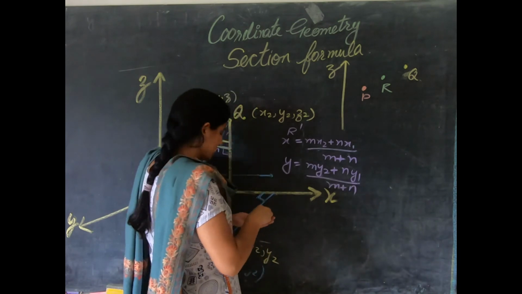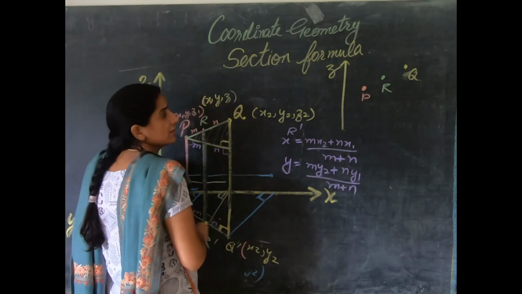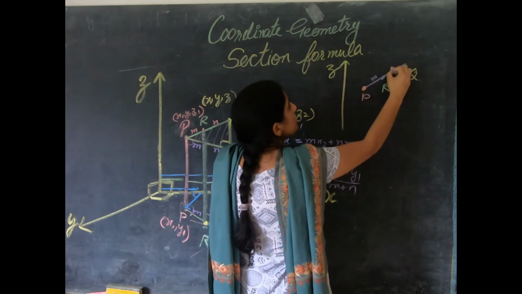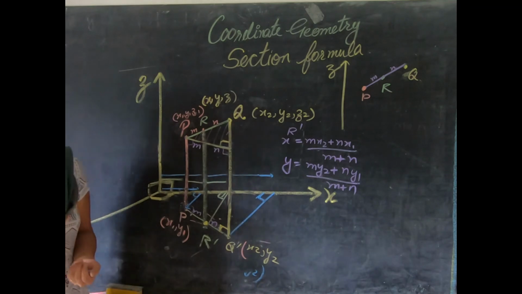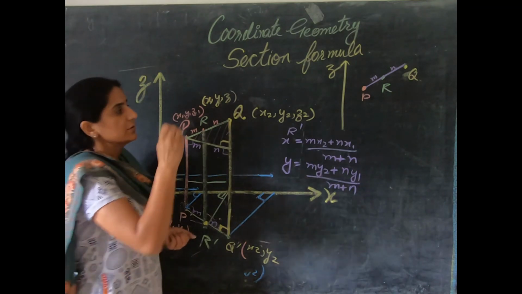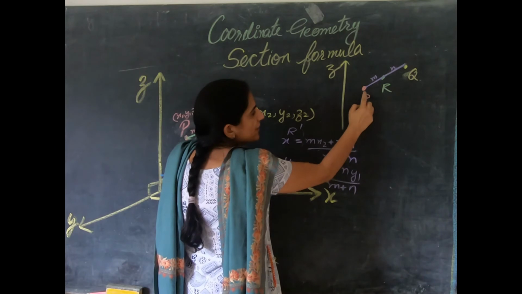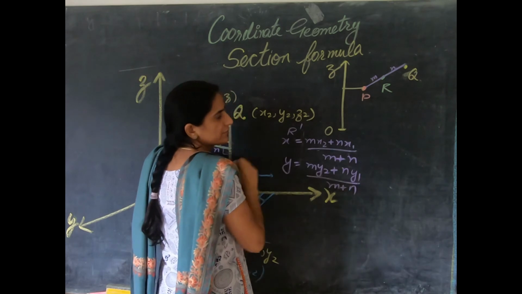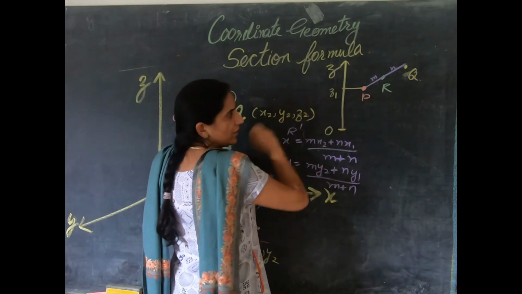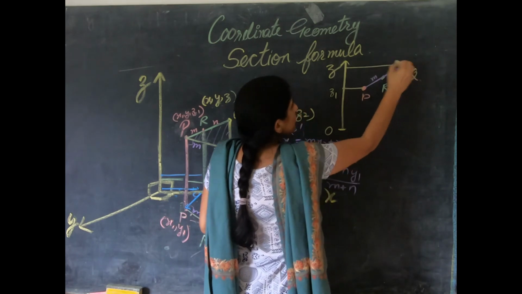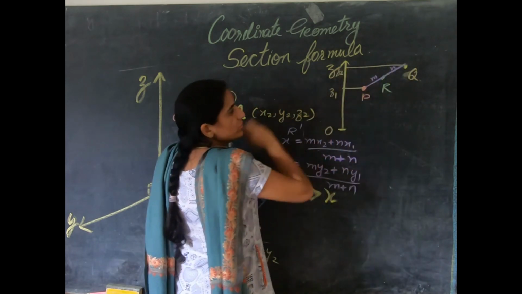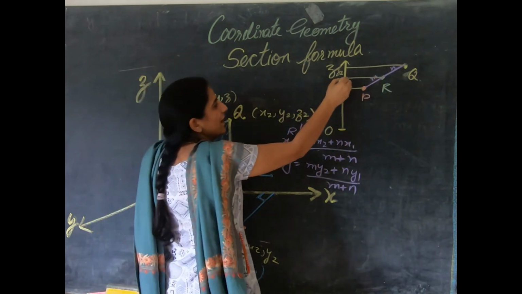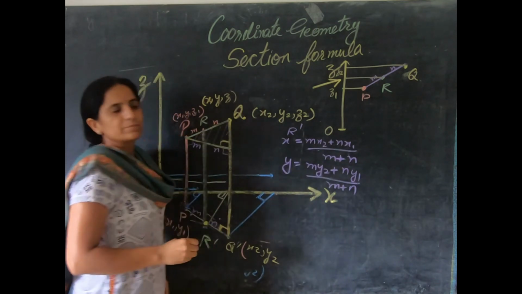What else do we know? We know that this point R divides PQ in the ratio m:n. Now, the Z coordinate of this is actually this height from the origin. That means this is your Z1 and this is your Z2 and this is your Z coordinate, and we have to find out what height this is.